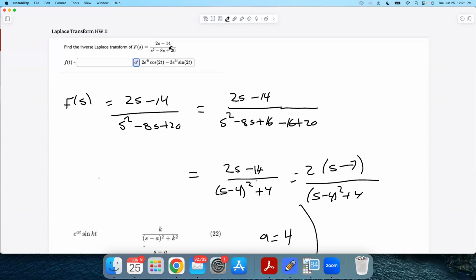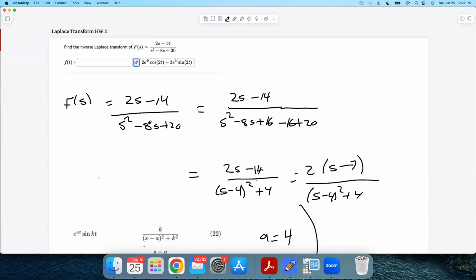Anytime we've got a rational function like this and we want to do an inverse Laplace transform, ideally we would like to use partial fractions. We would like that bottom to factor and use partial fractions. That's not going to factor. If it doesn't factor, then you have to use completing the square. You have to complete the square in the denominator.